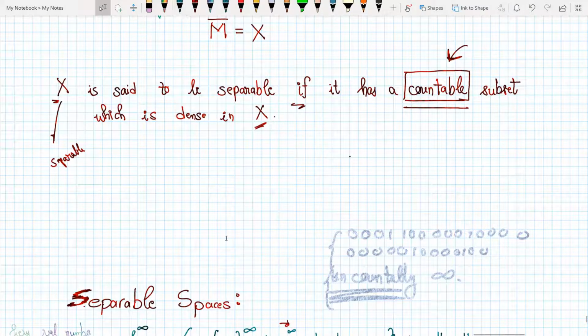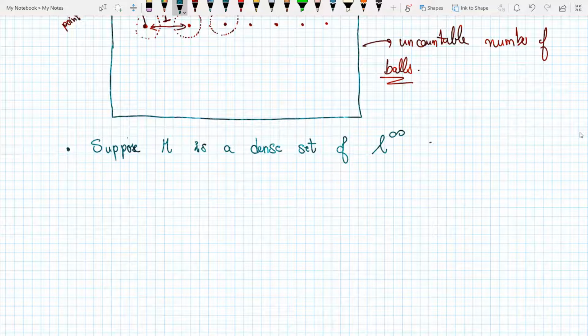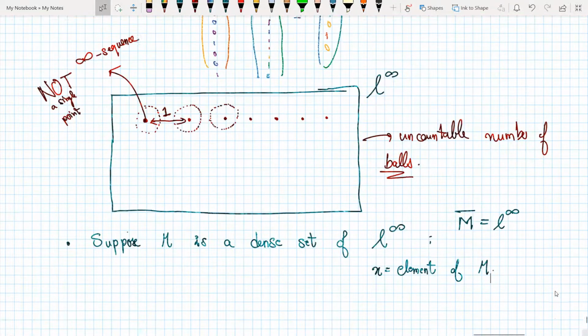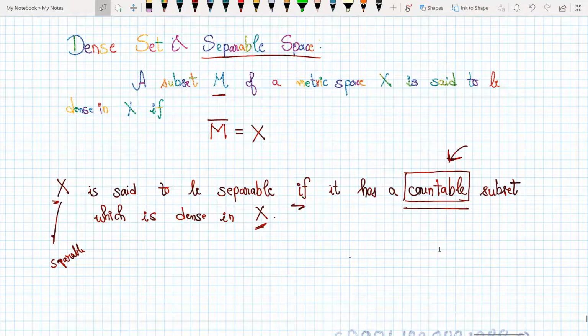So let's do one thing. Let us start with a set M. Now suppose M is a dense subset of L infinity. So suppose, what I want to show is that M closure is equal to L infinity. And now I say that x is an element of M. And as I saw before, one of the definitions of separability is that, okay, I should have said it while giving the definition of separable spaces.